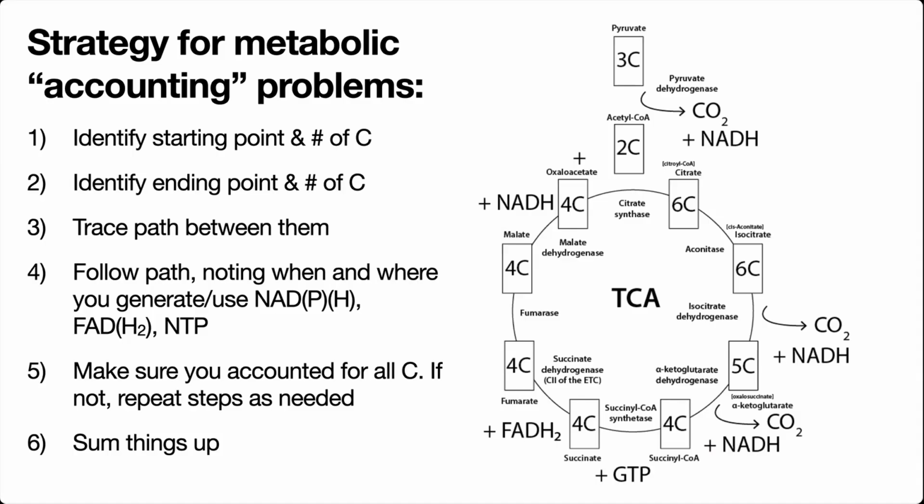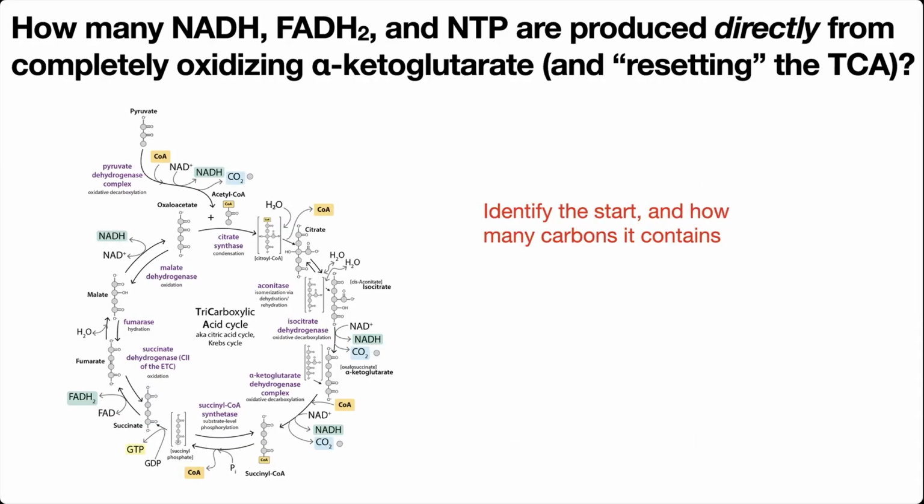And so we're going to take that practice problem, identify our starting point and the number of carbons it has, the end and the number of carbons it has, trace the path between them, and follow that path, noting where we're generating or using things. Then we're going to make sure we accounted for all the carbons. If not, we'll repeat the parts that we need to repeat, sum things up, and voila. And of course, make sure our answer makes sense.